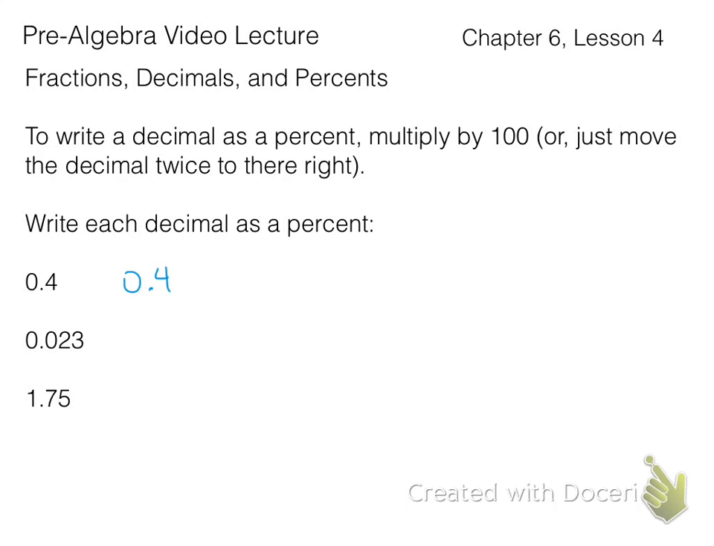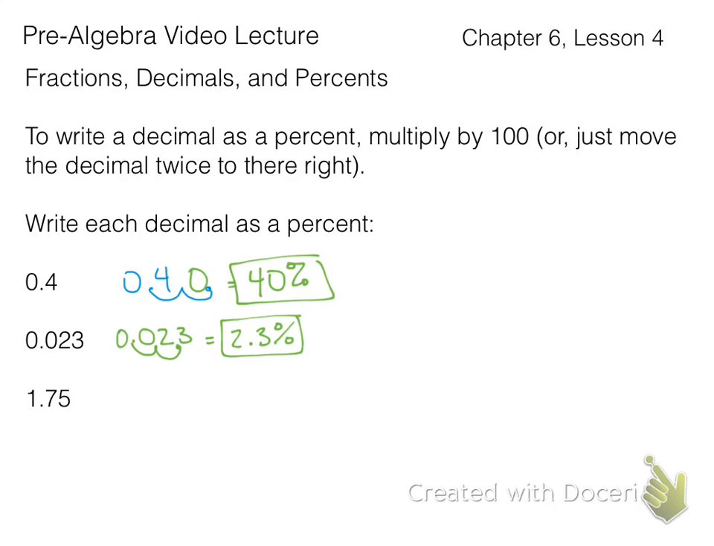Next problem. To write decimals as a percent, multiply by 100, or just move the decimal 2 places to the right. So if we have 0.4 and we want to turn that into a percent, we're going to move the decimal place over 2 places to the right and get 40%. If 0.023, move it 2 places to the right, and we're going to get 2.3%, which is small, right? Because this is a tiny number, therefore this should also be kind of tiny. And 40, there you go.